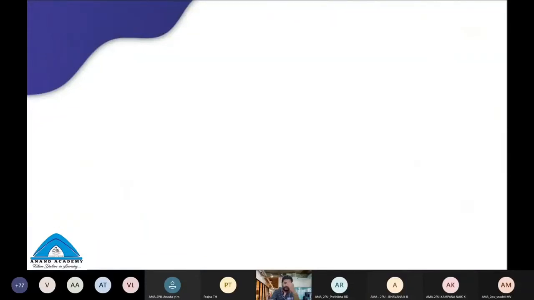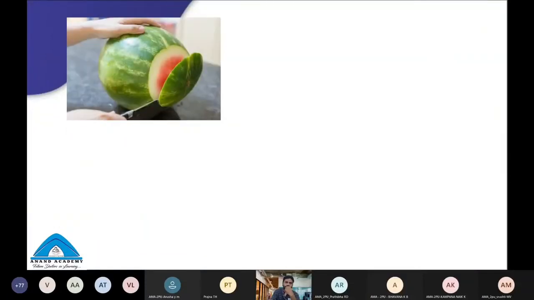Right. Look at this slide, students. So there is a watermelon. Imagine this watermelon is of exactly the spherical shape, not the oval shape, right? No egg shape. Assume this watermelon is having the spherical shape.